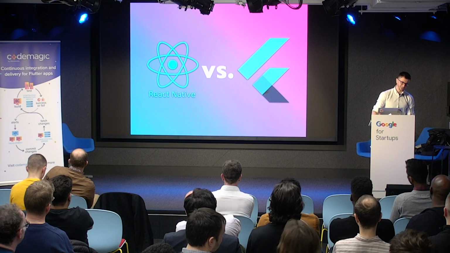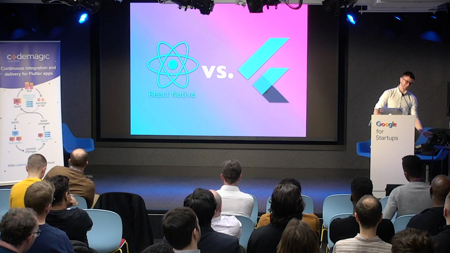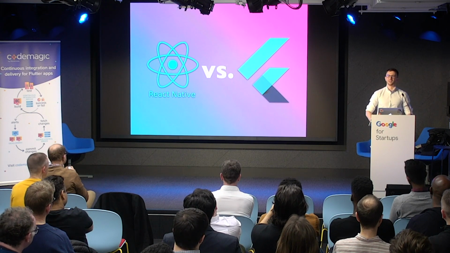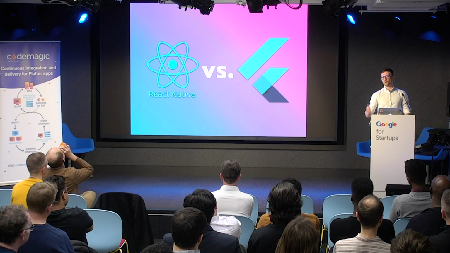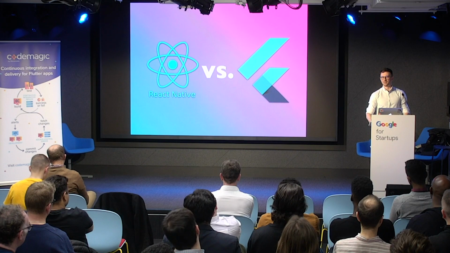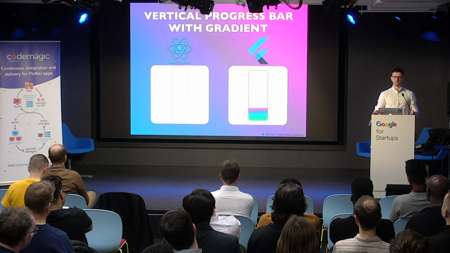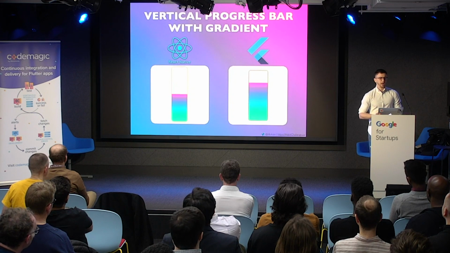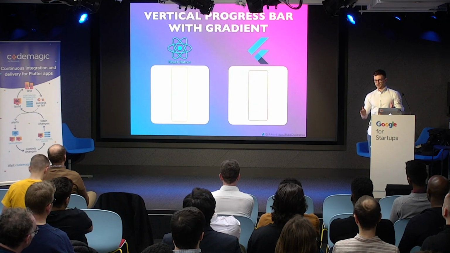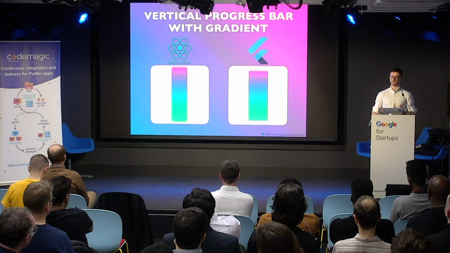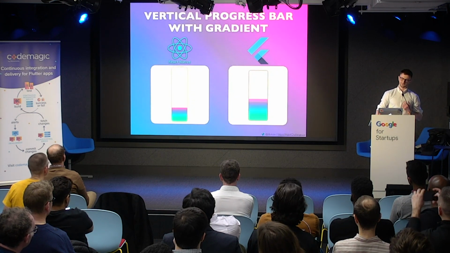So I didn't want to put this slide on, but it's like this. It's a fight between React Native and Flutter. Both frameworks are fighting for the developers. Both frameworks are fighting for job positions, etc. So let's start with a very simple widget. It's just a progress bar with a gradient. You can think for a moment how would you implement that in React Native or in Flutter.